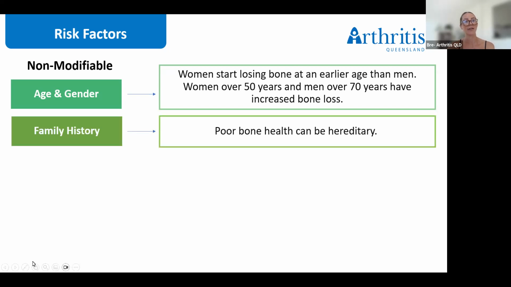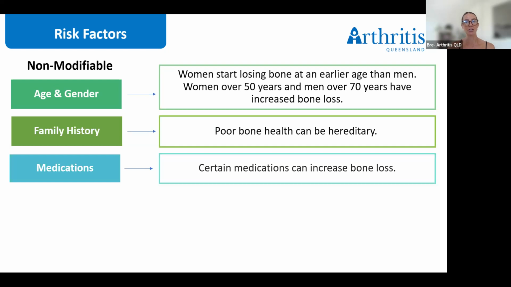The next one is our family history. So poor bone health can be hereditary. Check if anyone in your family, particularly your parents or siblings, has been diagnosed with osteoporosis. This can include your parents or brothers and sisters who have had a broken bone from a minor fall, or if they've rapidly lost a lot of height, and that can indicate that they're at risk of osteoporosis.